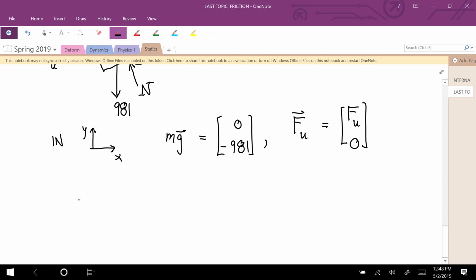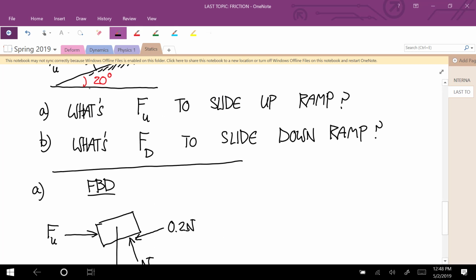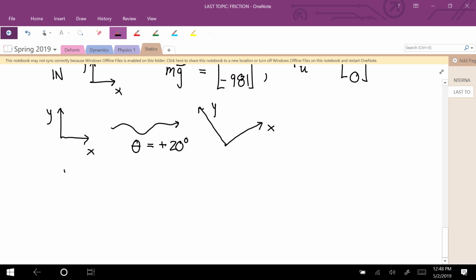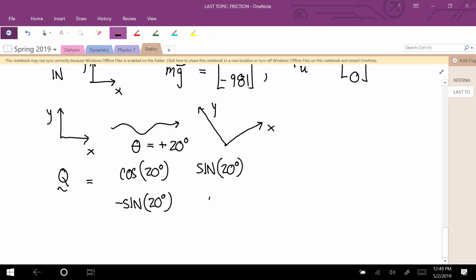And now if we want to go from this coordinate system to this one, what's the rotation we have to make? The magnitude is 20, because that's the angle between the horizontal and the incline. But is it clockwise or counterclockwise? Counterclockwise, so is theta going to be positive or negative 20 degrees? Positive. Counterclockwise is positive. And so our rotation matrix is cosine of positive 20, sine of positive 20, negative sine of positive 20, cosine of positive 20.